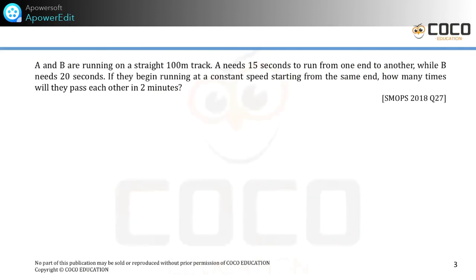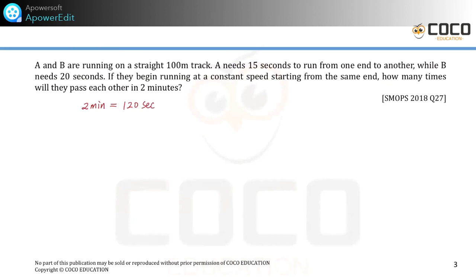So second question is from the year 2018. Now A and B are running on a straight 100-meter track. A needs 15 seconds to cross to the other side, and B needs 20 seconds. They are running at a constant speed. How many times will they pass each other in 2 minutes? 2 minutes converted into seconds is 120 seconds.